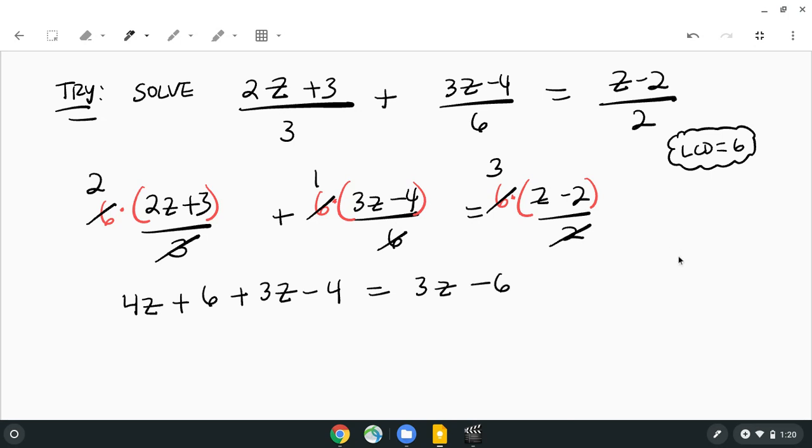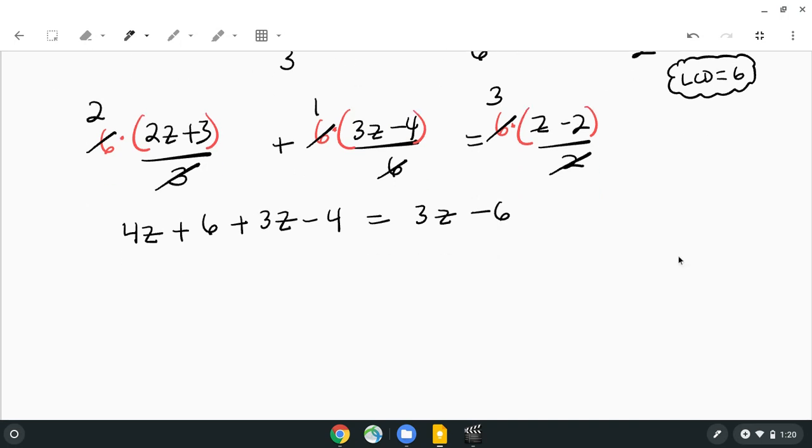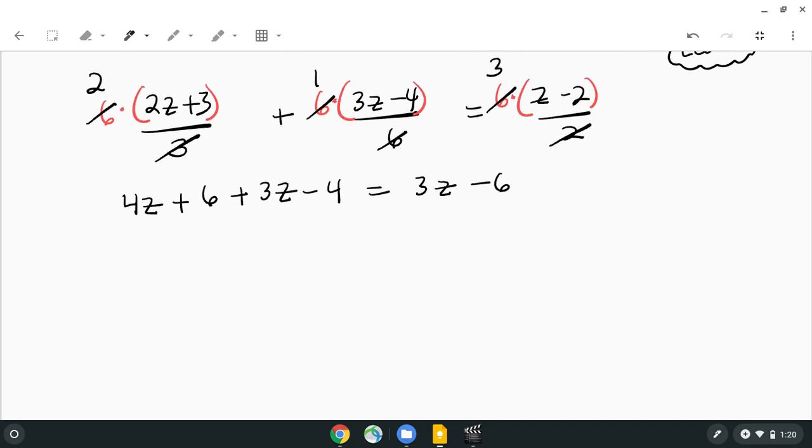Okay, so now I don't have any more fractions. I can go ahead and combine like terms. So over here on the left-hand side, I can put together the 4z and the 3z. That'll give me 7z. And I can also put together the 6 and the minus 4. Okay, and on the right-hand side, there's nothing to combine. So 3z minus 6.